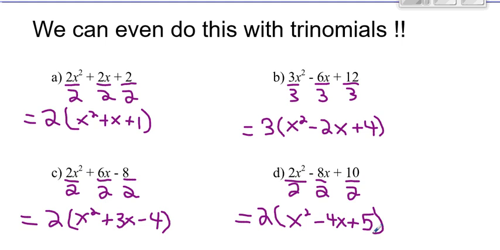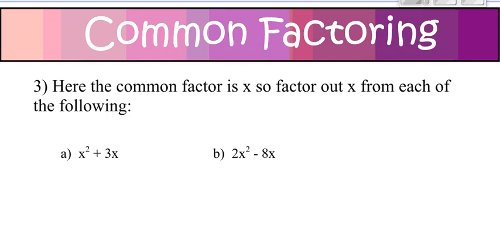So common factoring, here the common factor is x. So factor out the x for each of the following. So here I have my numerical coefficient in front of my x squared is 1. I don't really need to divide everything by 1. However, there's an x squared and an x. So my common factor here is x.